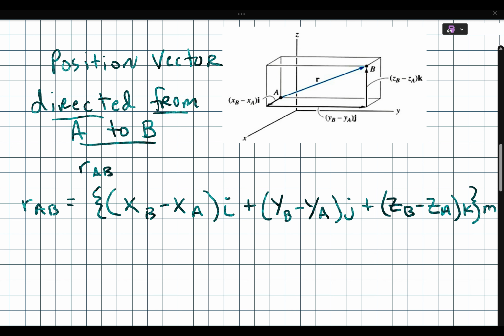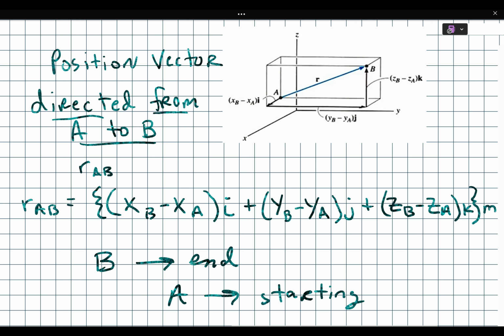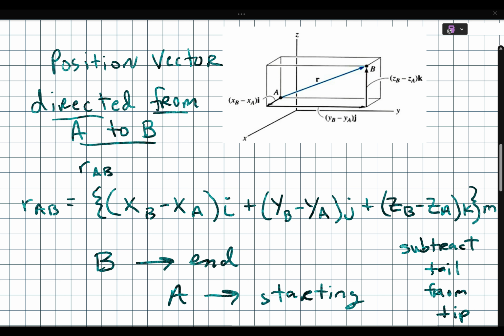So just please note that B is the ending point, right? And that A is going to be the starting point. So what you're to do is always subtract tail coordinates from the tip coordinates. Subtract tail from tip. So again, always subtract the tail coordinates from the tip coordinates. So very important.